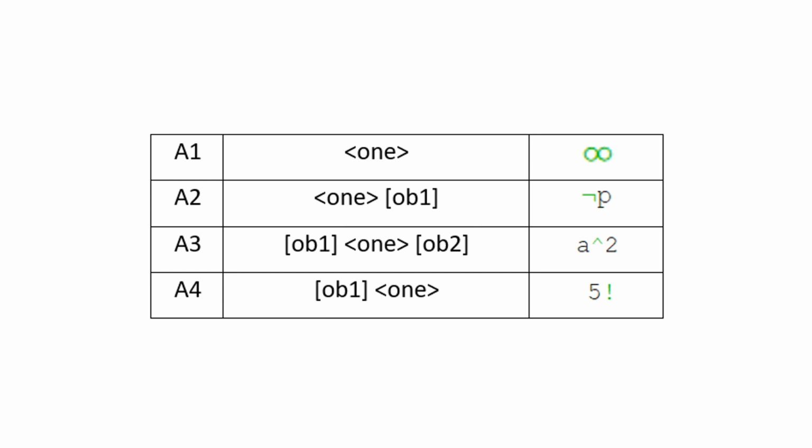A 4, ob 1. The marker follows the object. This is, for example, the case with a factorial.